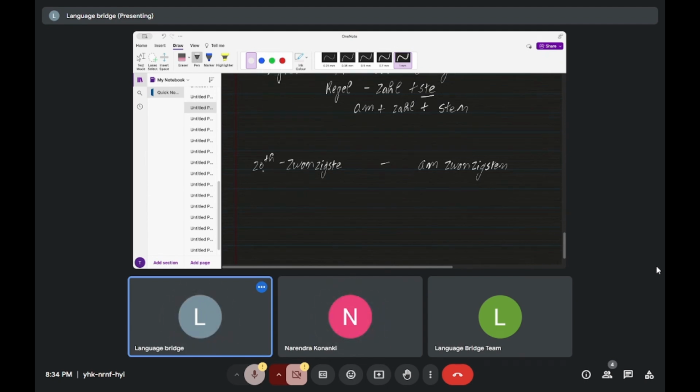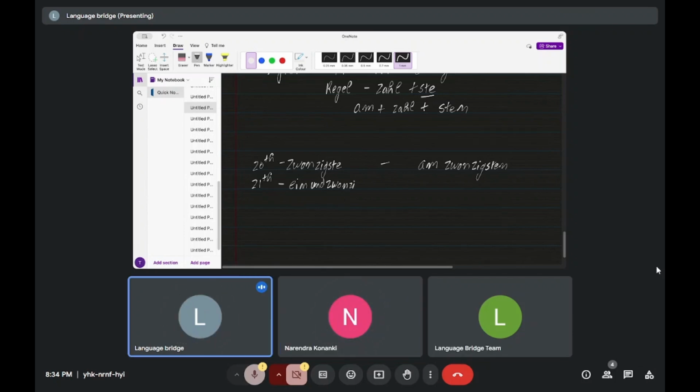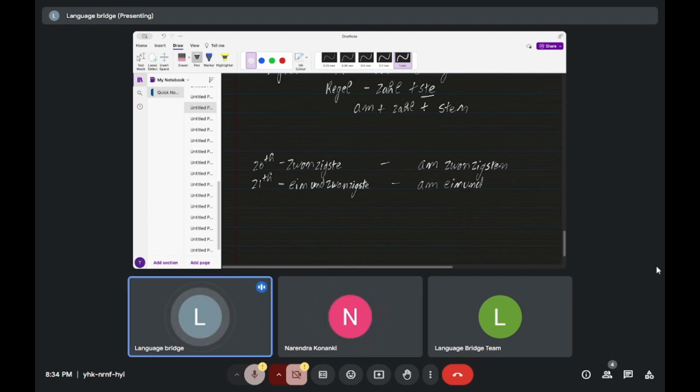If I want to say 21st, then how will you say it? Einundzwanzigste. We will read it as "zwanzigste". And with "am" it will be am einundzwanzigsten. Only "n" is added.